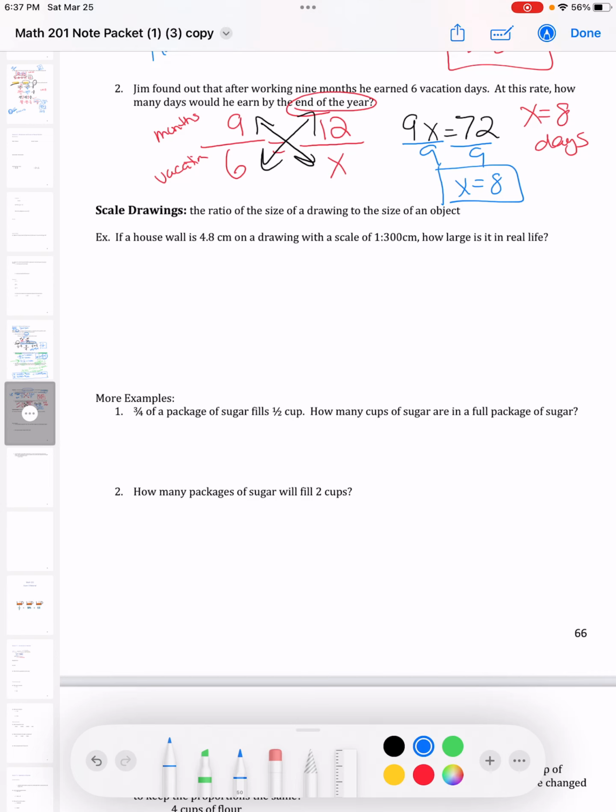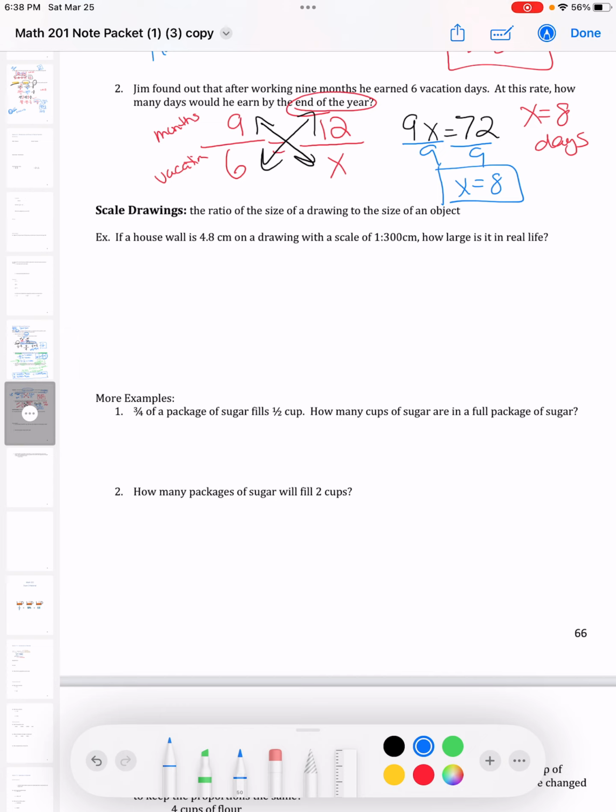Scale drawings are also a ratio. Scale drawings are used for things where we might make a miniaturized version. So maybe an architect needs to put up a drawing or a model of what a building is going to look like. You obviously can't make it life size, or you might as well draw the whole building. But you would make a smaller one and you would put the scale and say, this door is only 2 inches tall, but in real life it would be 8 feet tall, something like that.